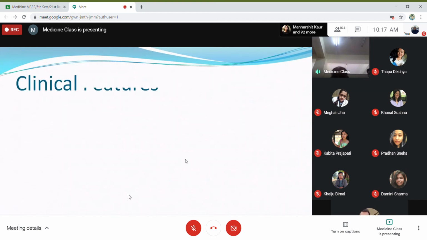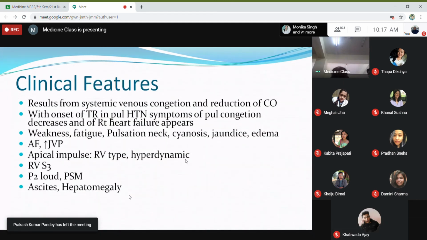Okay, so in the clinical features, this usually results from systemic venous congestion and reduction of cardiac output. With the onset of tricuspid regurgitation, the symptoms of pulmonary congestion decrease and right heart failure appears. Patient may complain of weakness, fatigue, pulsatile neck, cyanosis, jaundice, or edema. Patient may have atrial fibrillation, and will have increased JVP, and the apical impulse will be of RV type. That means it will be shifted outwards only, not downwards, and it will be hyperdynamic.